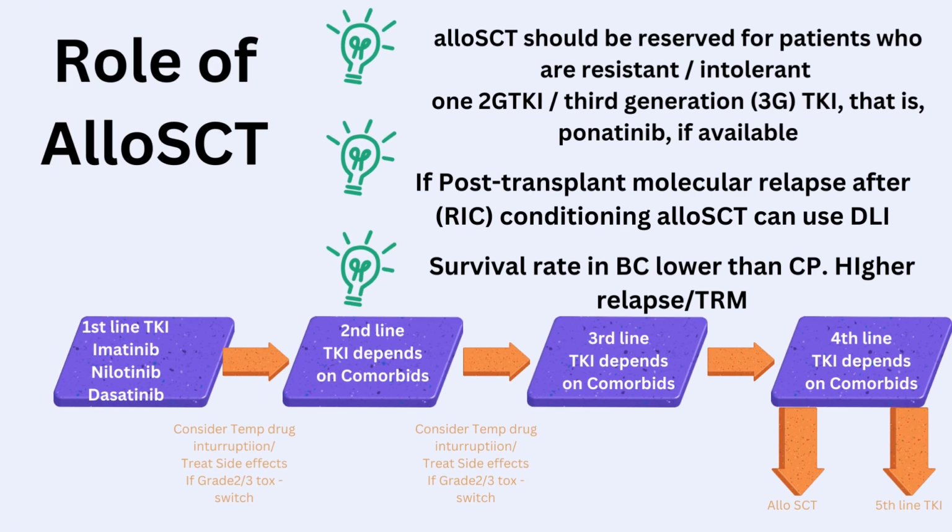Outcomes from an allogeneic stem cell transplant in chronic phase CML patients have continued to improve since the 1990s, with overall survival rates of over 85% for people in chronic phase. The current recommendations advise that allogeneic transplant should be reserved for patients who are resistant to or intolerant of at least one second-generation TKI, and possibly to a third-generation TKI like ponatinib.